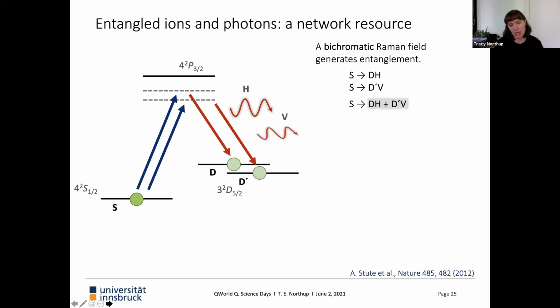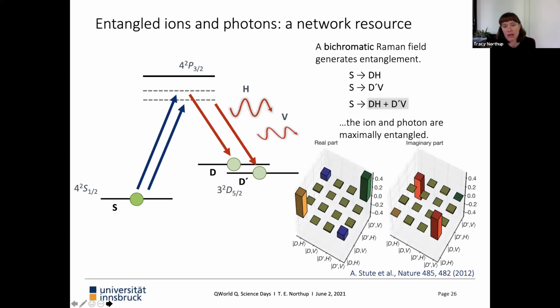And when I drive those processes in parallel, I generate the sum of the 2 states. So both states are equally probable. And the key aspect is that because this is a coherent process, there's a phase relationship between the 2 processes. And so it really is an entangled state, and in fact, a maximally entangled state.